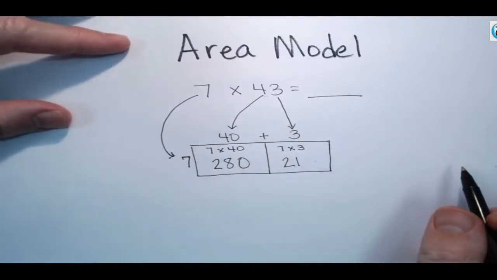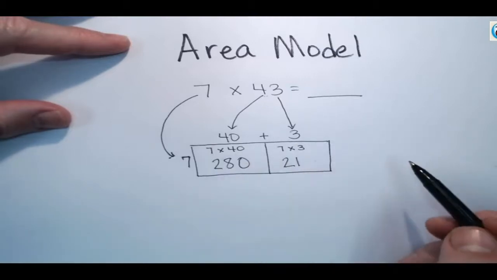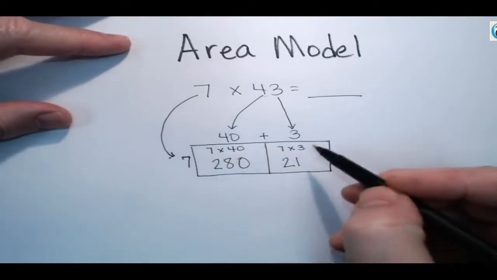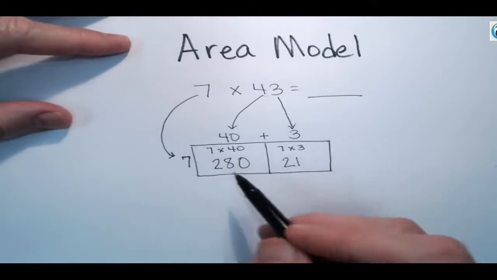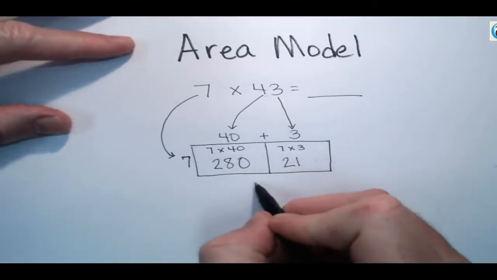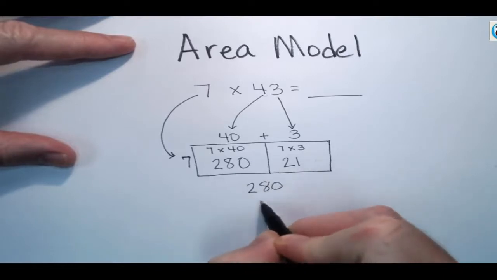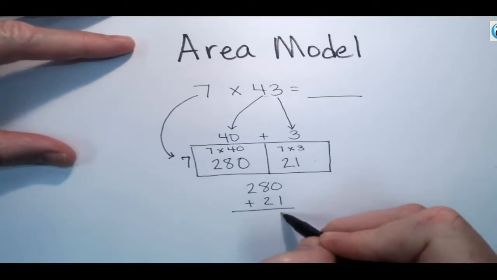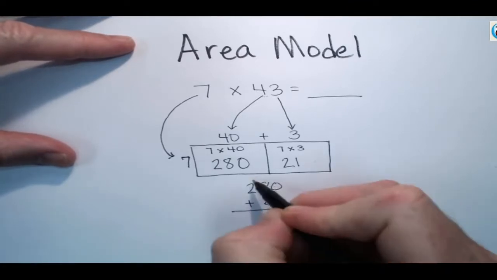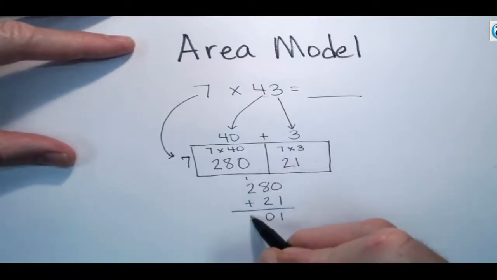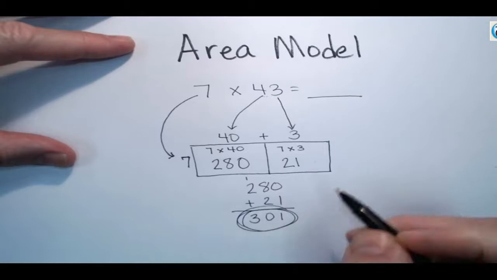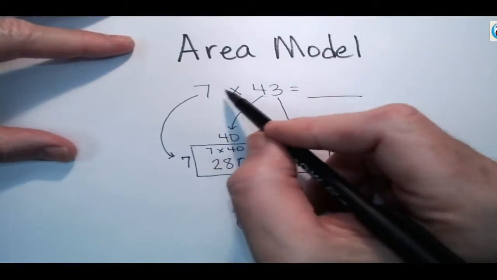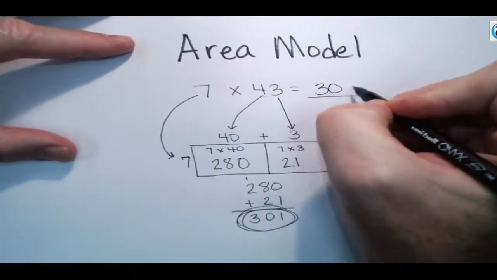I hope you're with me so far, because this seems kind of simple to me. Hopefully it seems simple to you too. So I found the area for this side, I found the area for this side. What about the entire rectangle? Well, if I have these 2 partial areas, 280 plus 21, add them together: 0 plus 1, 1; 8 plus 2, 10, regroup here; 1 plus 2, 3. 301. So 301 square units if I'm finding the area of this rectangle. If I'm just trying to find 7 times 43, that's just 301.